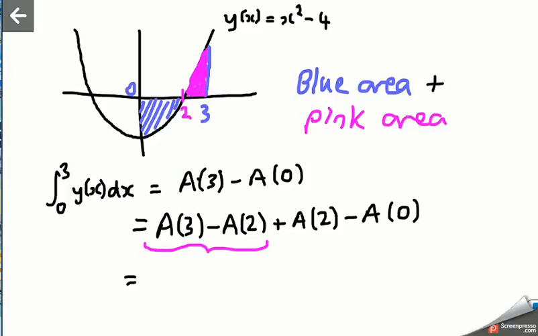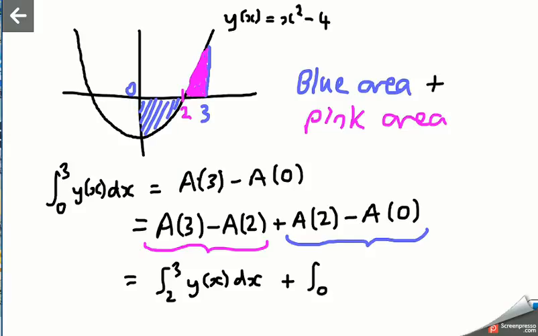So this is going to be equal to the definite integral from x equals 2 to x equals 3 of y of x dx, plus negative the blue area, plus the definite integral from 0 to 2 of y of x dx. So, well, I've done the wrong calculation, haven't I?